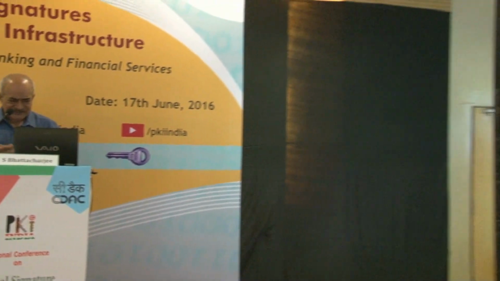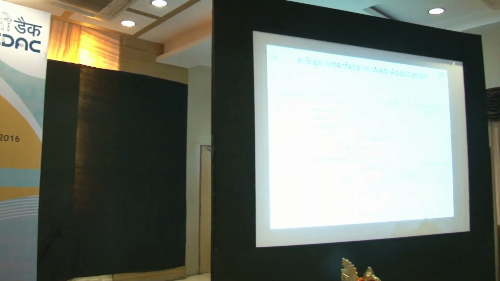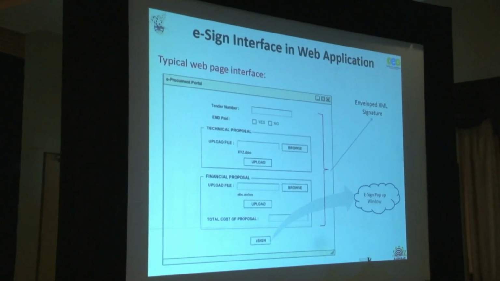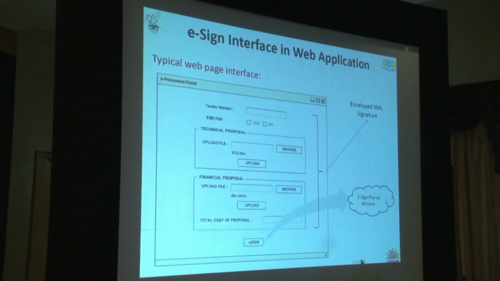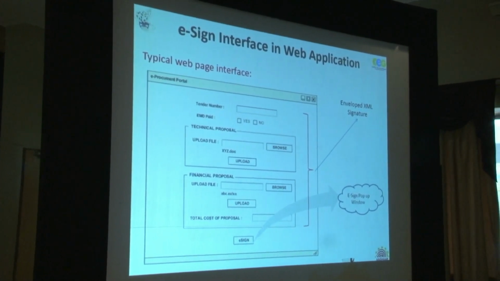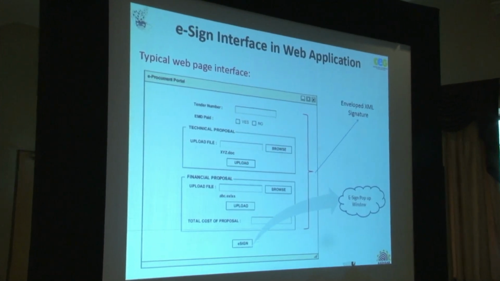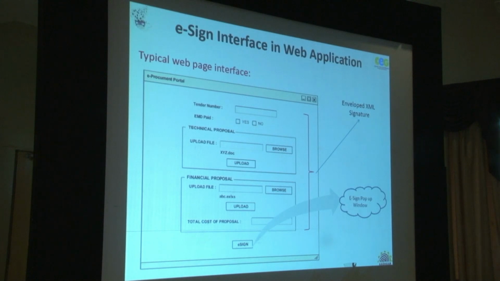eSign interface and the web application, that is, somebody talked about how this web application is going to work. I have just taken an example of a typical web page interface. It's e-procurement, and you have a bunch of things. What is the tender number? You have filled up many things in your application: tender number, what is the EMD paid, and technical proposed document. And at the bottom, you will see there is eSign.